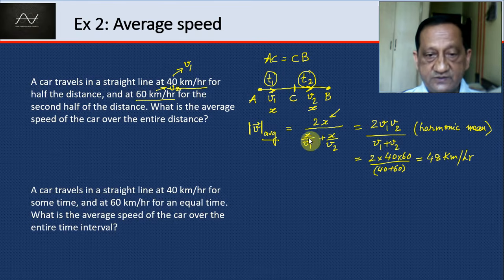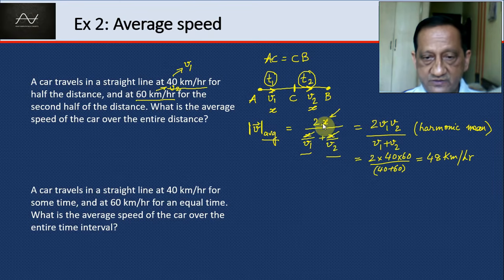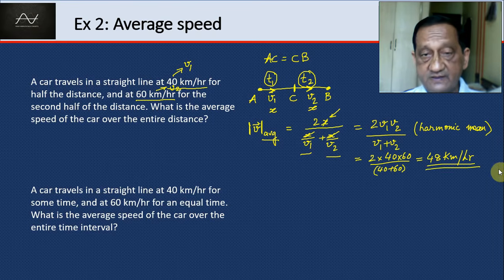T1 is the distance X divided by the speed V1, because speed is distance upon time, right? And speed is constant, so time will be distance upon speed. Similarly, T2 is distance X divided by the speed V2. X cancels throughout. We get 2V1 V2 divided by V1 plus V2. In the denominator, we'll get V1 plus V2 divided by V1 V2. So V1 V2 will go up. 2V1 V2 divided by V1 plus V2. And V1 is 40, V2 is 60, 2 times 40 times 60 over 40 plus 60, 48 kilometers per hour.